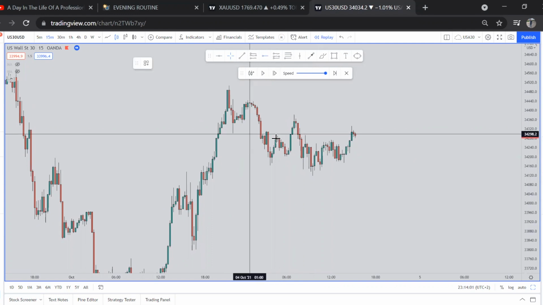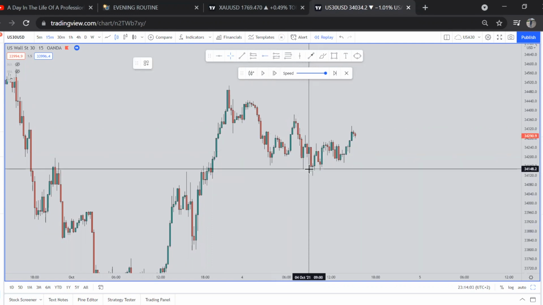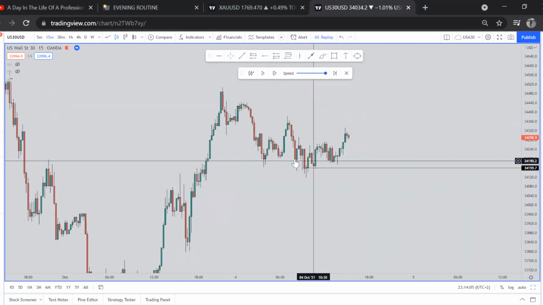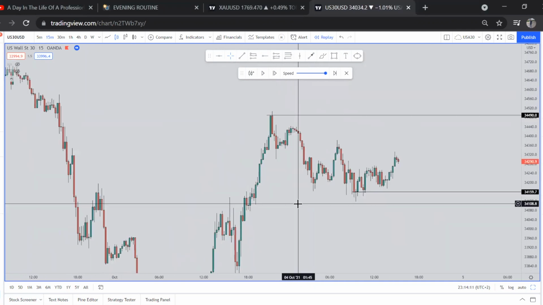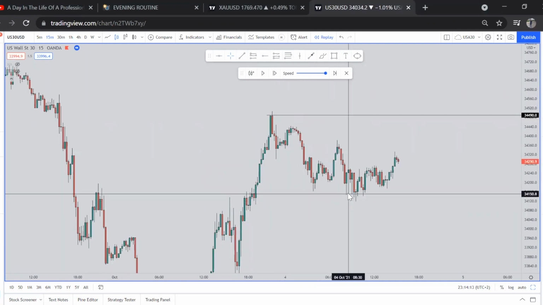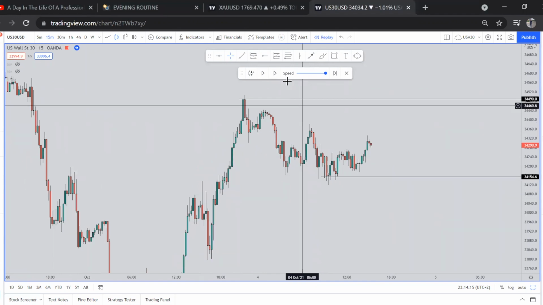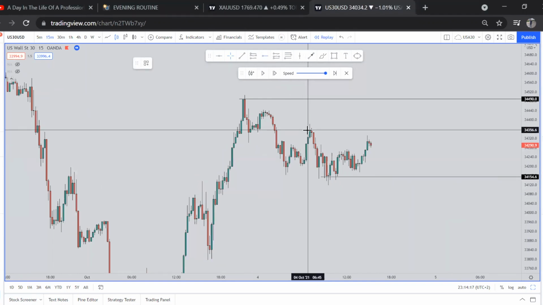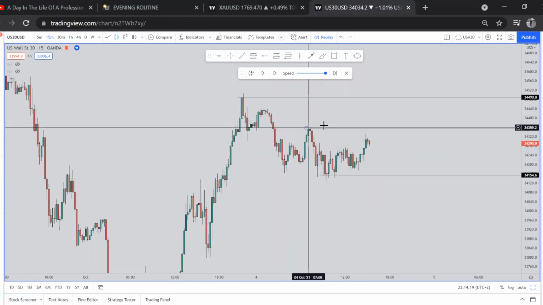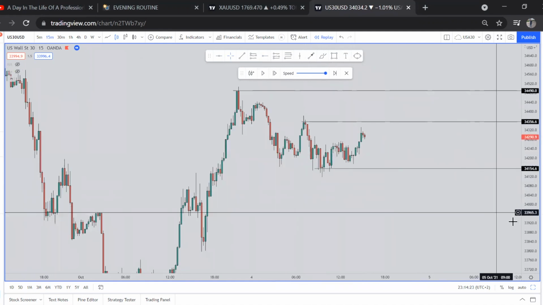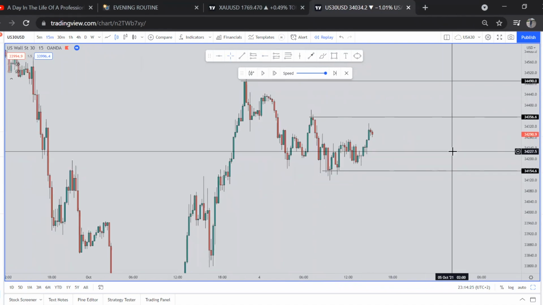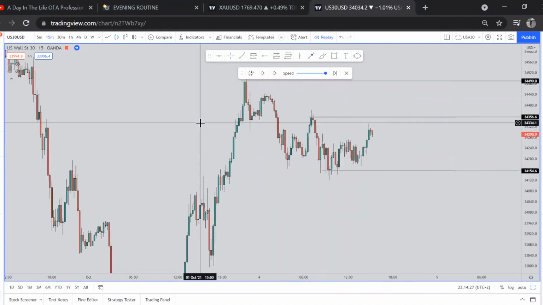So guys, I'm just gonna mark out my key areas here. You can see we have a level of support here. As you can see, we have a level of resistance here. We have supply and demand, whatever you call it. And then we have another level of resistance here. You can see that price respected this key area, super nice and simple. So yeah, guys, I have these three major visible levels on my 15-minute time frame.